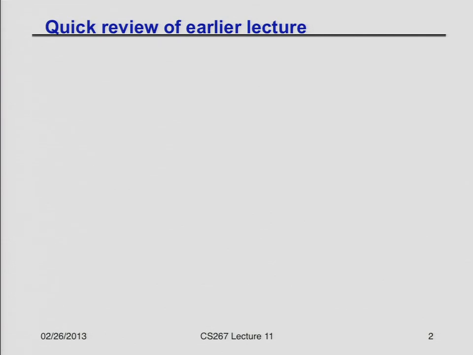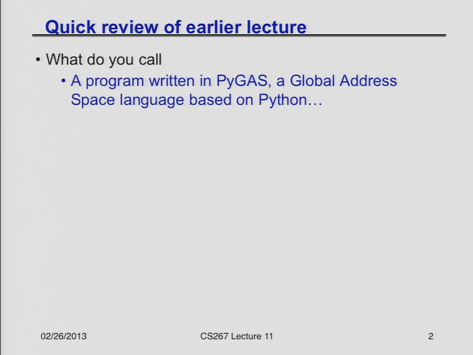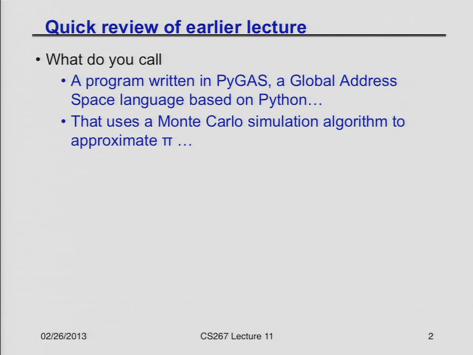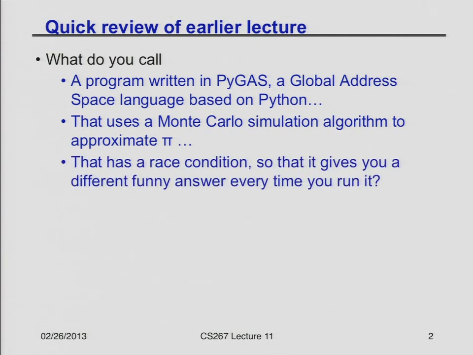And here's a quiz question. What do you call a program which is written in PyGas? Now that's one of the languages that Kathy Yelick talked about. It's a global address space language based on Python. And this program uses a Monte Carlo simulation algorithm to approximate pi. And it has a funny race condition, so that it gives you a different funny answer every time you run it. So what is the name of this program? Any guesses? Monty Python, right? So yeah, you have to like bad puns, so that's an important thing. Okay, so that's a review of the previous lecture.